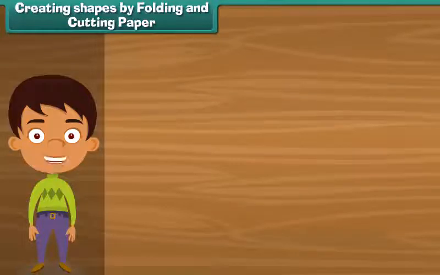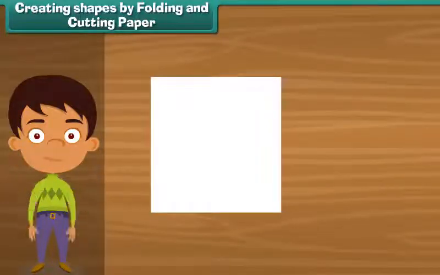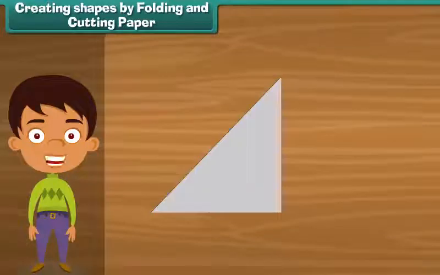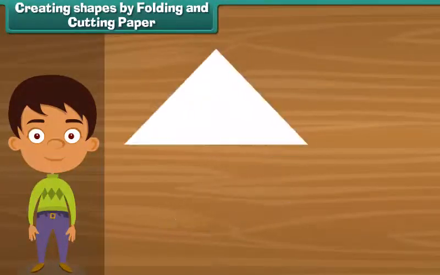Friends, let's try to make a circle from a plain square sheet. Make a line on this square like this. Fold it on the line such that the upper triangle is superimposed on the lower triangle. After folding, we get a shape like this.